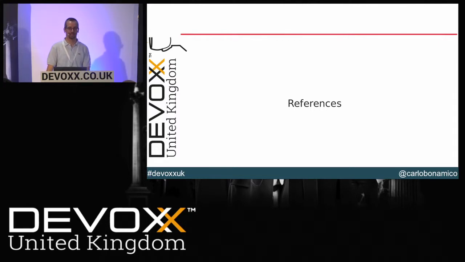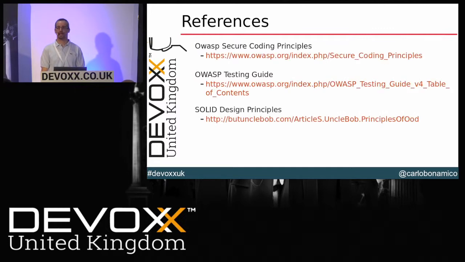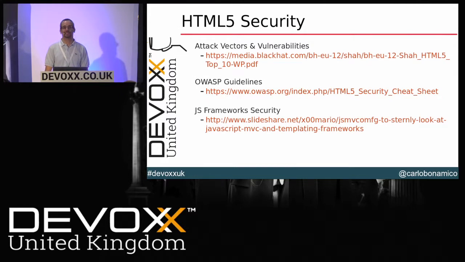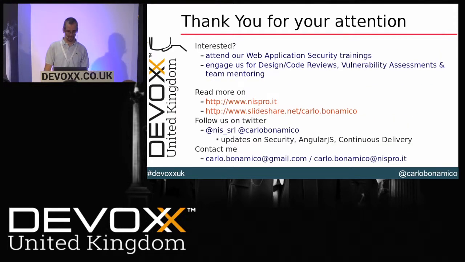I provide you with some references about additional information on those topics, particularly the OWASP guides on secure design principles and the testing guide, which has a list of security problems, how to prevent them, and how to check that your code doesn't have them. More references about specific security issues in HTML5. Here is a very wide field. I definitely recommend the second and the third link, about the OWASP guidelines for HTML5 applications and a discussion of framework security on SlideShare.